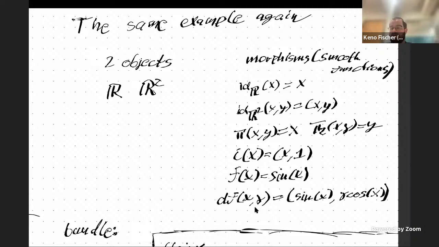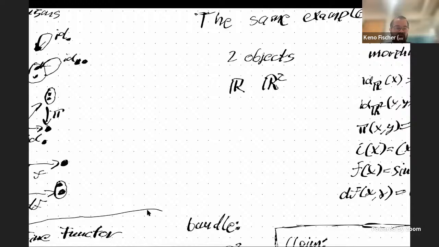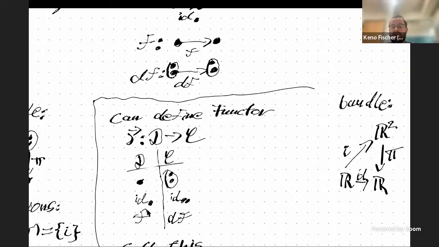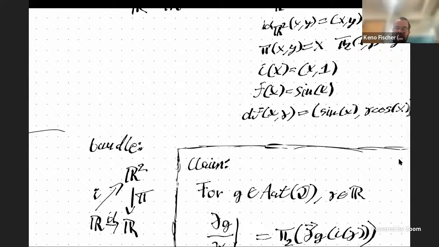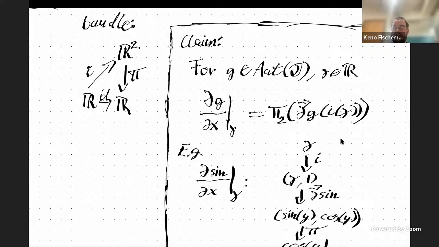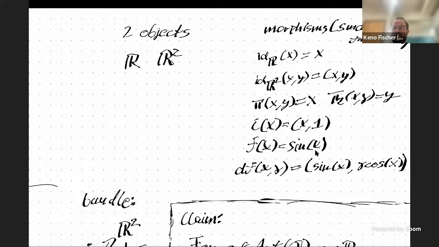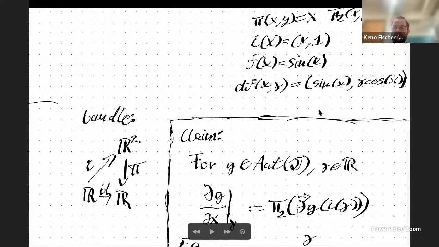Yes. Okay. And over here on the left, I said that my functor from the subcategory to the ambient category maps f to df. Right. Okay. So here, my f is sine, which I defined up here. And my df is this particular function that I just wrote up here.